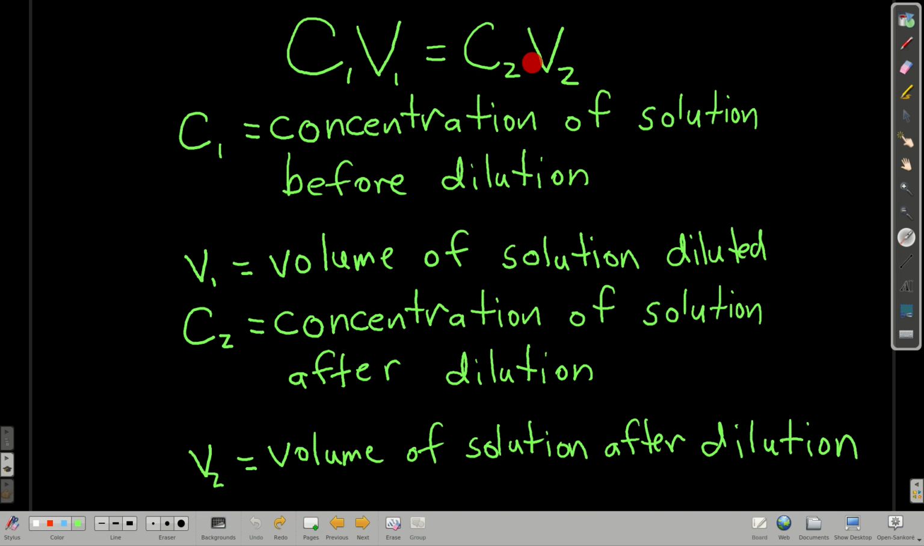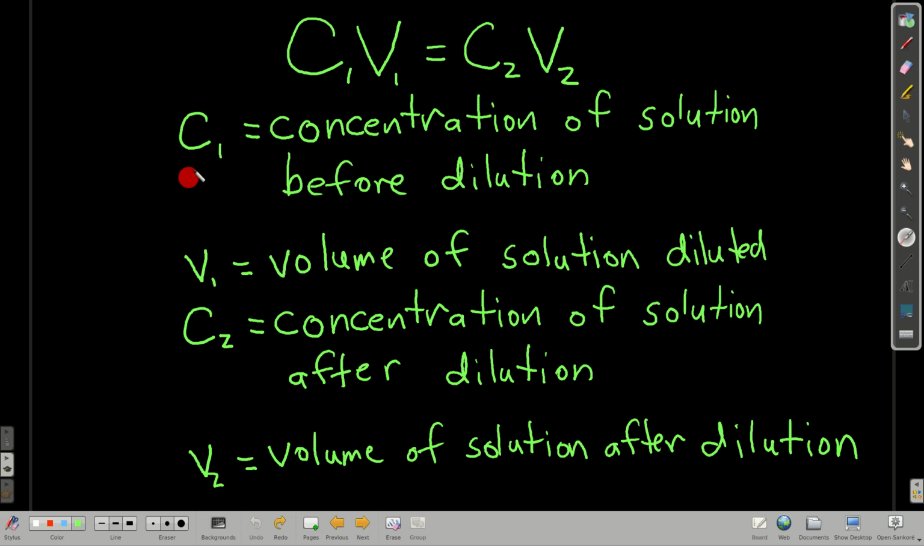C1V1 equals C2V2. Now, you may have seen this as M1V1 equals M2V2. That's fine. The reason I like to write it this way is because this works for different units of concentration than just molarity, which we'll get to later on. We're not quite there yet. But I'm kind of looking ahead here, and we'll write it this way. If you prefer M1V1 equals M2V2, hey, knock yourself out.